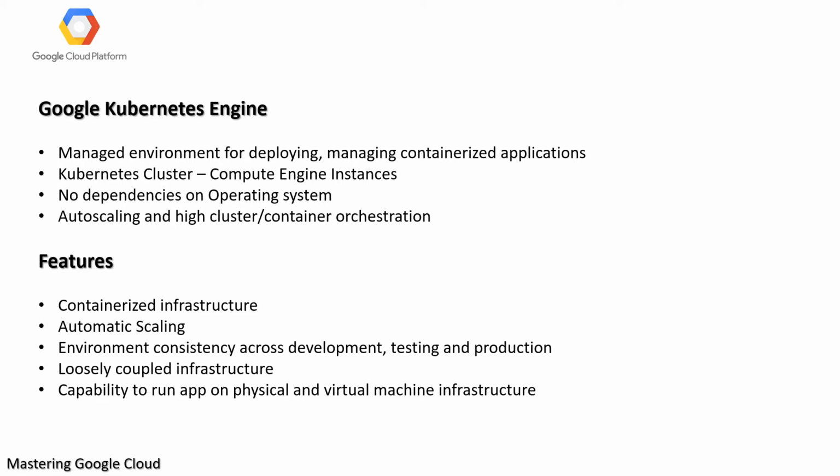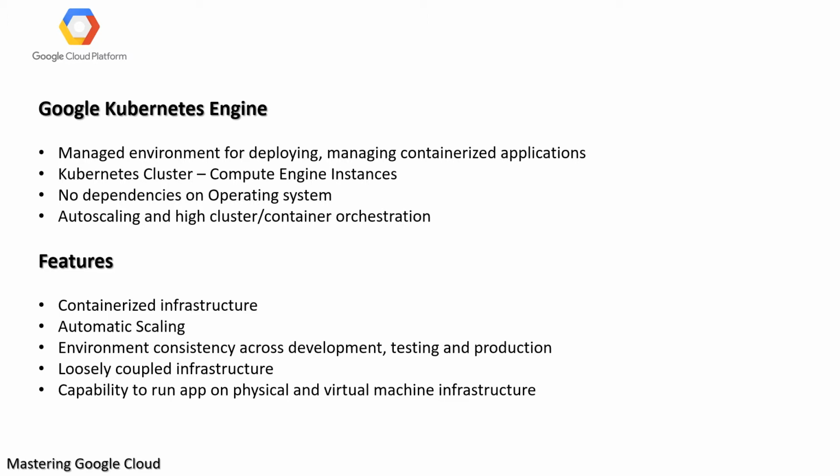The cluster is made up of Compute Engine instances or instance groups and has no dependency on operating system. Kubernetes makes it easy to orchestrate many containers on many hosts, scale them, roll out new versions of them, and even roll back to the older version if things go wrong. It's an open source orchestrator for containers so that you can better manage and scale your applications.